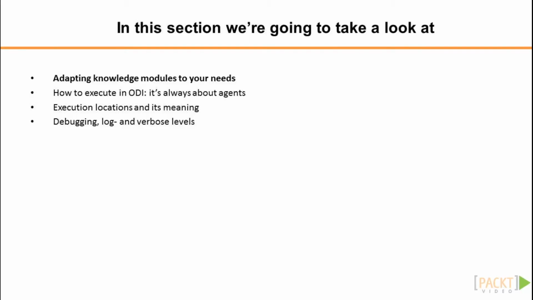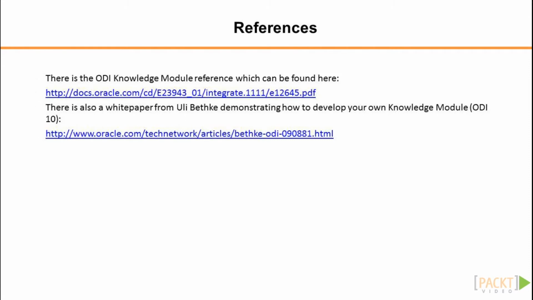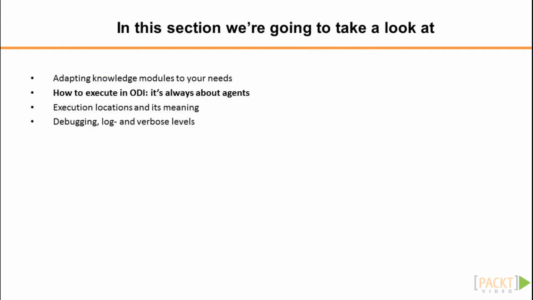What you should take from this chapter is that there are substitution methods used in ODI to make it possible to generate code in a generic way. As this generic approach is very useful and these substitution methods can be used nearly everywhere in ODI, you should consider using them frequently. I just want to reference the ODI knowledge module documentation, which you can find under this link, and there's also a white paper from Uli Bethke demonstrating how to develop your own knowledge module. It is based on ODI version 10, but since then there hasn't changed a lot in developing your own knowledge modules. In this next chapter, you'll learn something about execution of ODI objects and the agents needed for that.